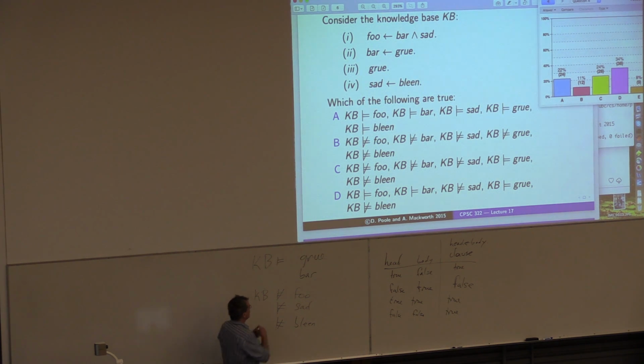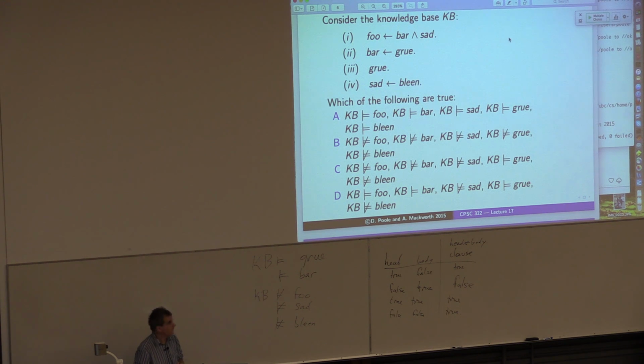Right, foo and bar both logically follow, and the other three don't. Because of the model where foo and bar are true and all the others are false. Okay, any questions about that? All right.